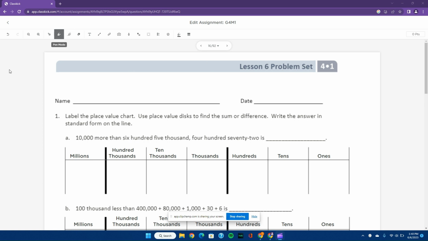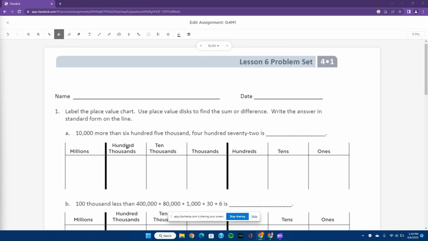So this is grade 4, module 1, lesson 6. And in this lesson, what we're going to be looking at is we're going to be trying to find either 1, 10, or 100,000 more or less than any given number. And we're going to try and use the place value chart in order to model and show what's happening when we try to add 100 or 10,000. So let's hop right into number 1.